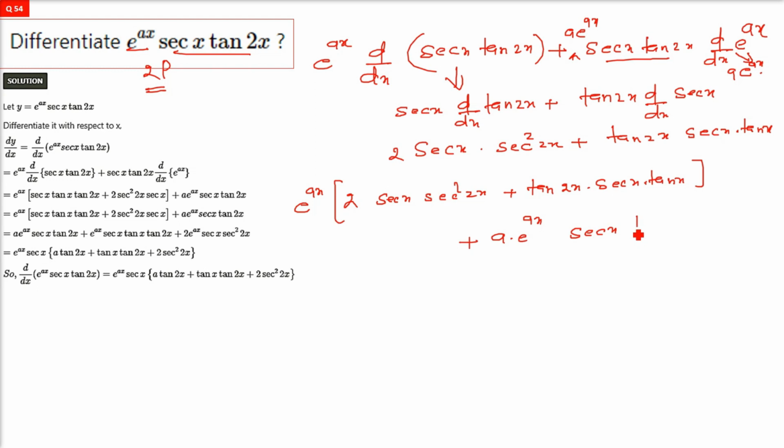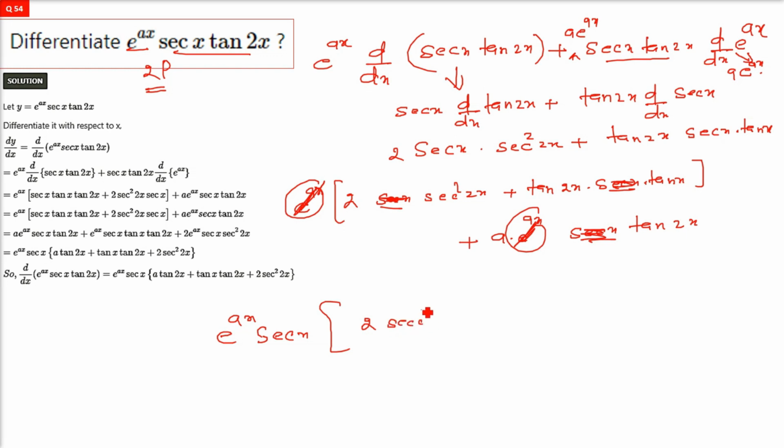Now what you can do here is take certain things common. E to the power ax from here, and then you can take sec x common from here. So what will you get? E to the power ax, sec x we have taken common. Whatever is remaining, let me write it here. I am cancelling those things so that there is no confusion. It will be twice sec square 2x, this first one I am cancelling, plus tan x tan 2x. This is going to be your second term. And then you have a tan x tan 2x, this is the third term.